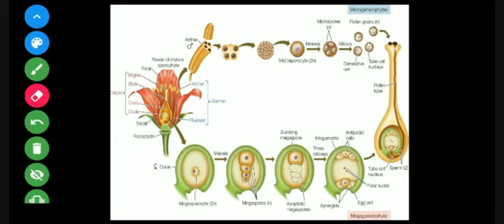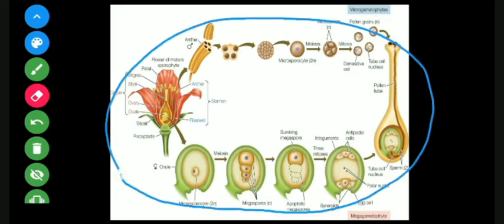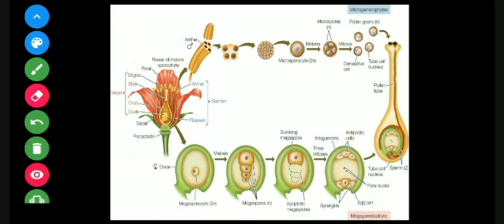So you can see how beautifully it has been explained, right? But now we are going to see the detail, or with points I can say, with keywords, all these developmental stages. Okay, so let's see further.